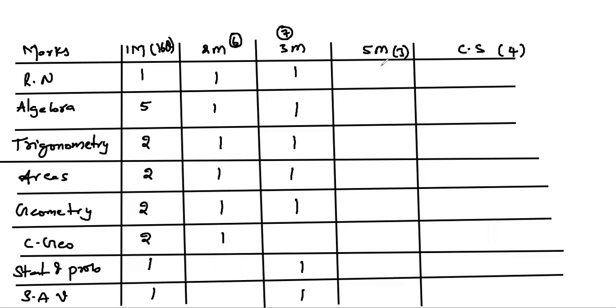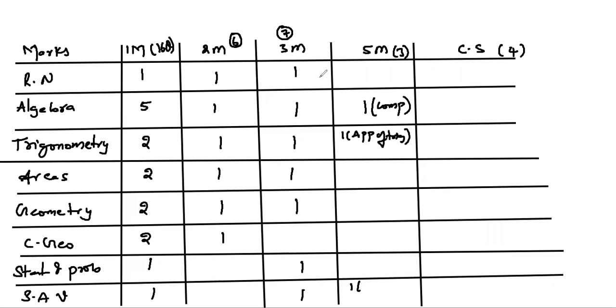Now for 5 marks, one question is compulsory from algebra. Compulsory from algebra. I'm writing it like this: compulsory. And from trigonometry, you will get one question from applications of trigonometry. And one question is from surface area and volume.